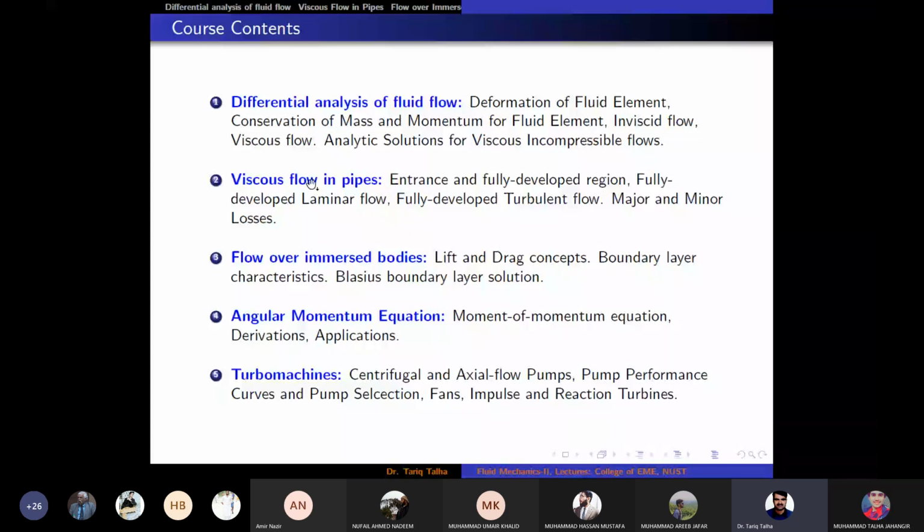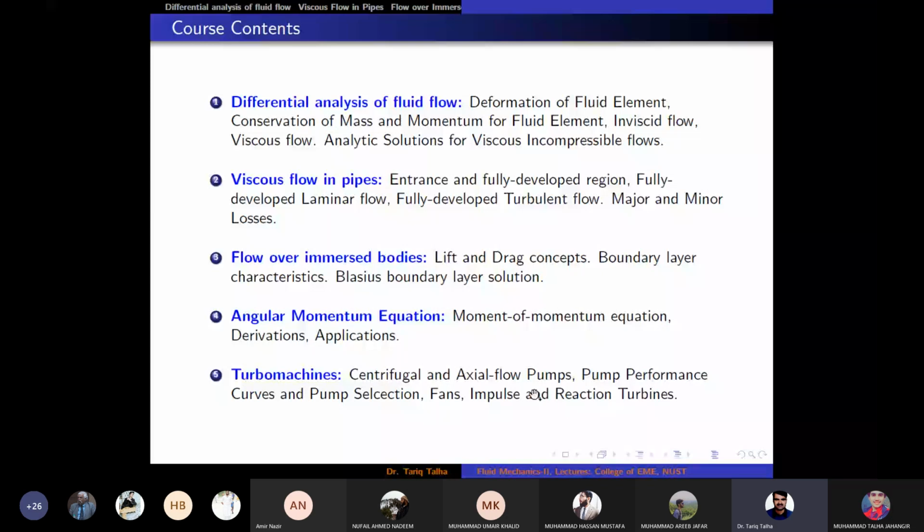Then chapter number 9 is the flow over immersed bodies. That is external flow. We are going to discuss lift and drag concepts for different kinds of geometries, the boundary layer, and boundary layer solutions in this chapter. And because for turbo machines we need the angular momentum equation, we are going to discuss this in the moment of momentum equation, which is chapter number 12, and turbo machines as well, which are centrifugal and axial pumps, then turbines, which are impulse and reaction turbines.